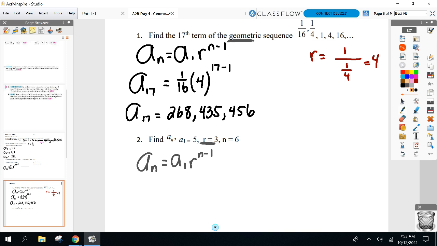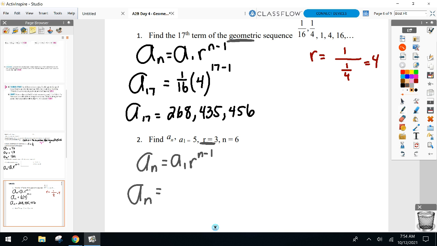Do you remember for arithmetic? Anytime I write the formula for the nth term, what are the only 2 things I plug in for? First term, and it was D, but now it's R. Those are the only 2 things. When I ask you to write the formula for the nth term, you plug in for the first term and now the R value. So A sub n equals, what's my first term?